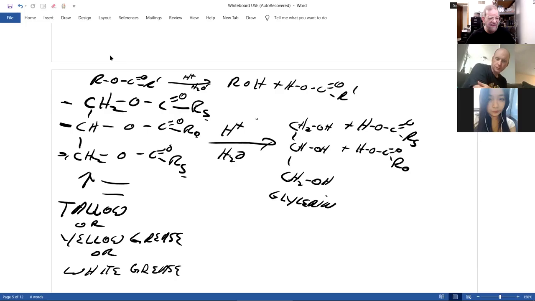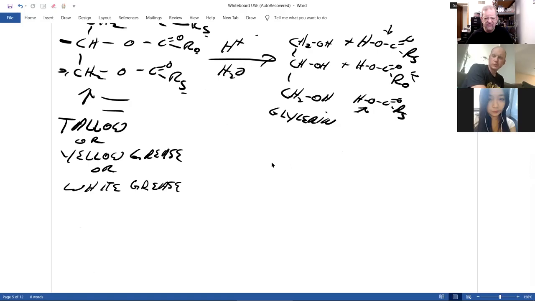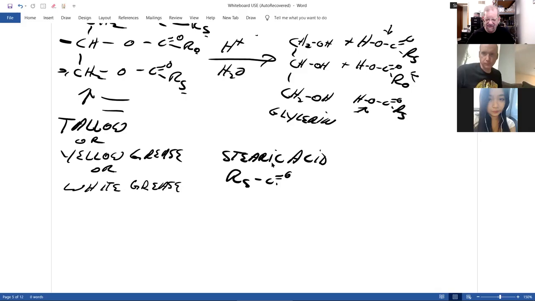And finally, the last alcohol or last ester. You'll get this, so you get glycerin overall. And you get here stearic acid. Now, since I only asked for give the organic product or products, you don't have to write this again, because essentially what you get is glycerin, stearic acid, and oleic acid. Now, let me show you what my shorthand is.